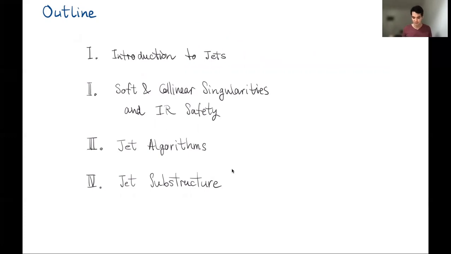In the next lecture, we will then discuss the soft and collinear singularities and infrared safety. In the third lecture, I will introduce the jet algorithms, which are the jet definitions. And in the last lecture, I will take some time to cover the topic of jet substructure, which of course is a very big topic. So this will be only a glimpse. But I think this is already very instructive to get an idea of the underlying principles that go into these kinds of calculations and thoughts.